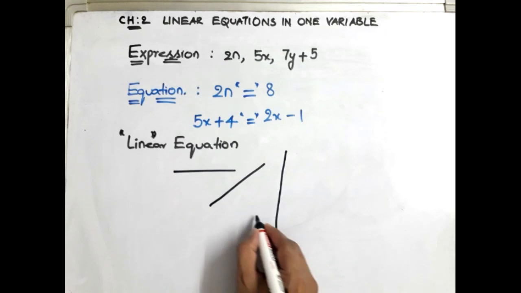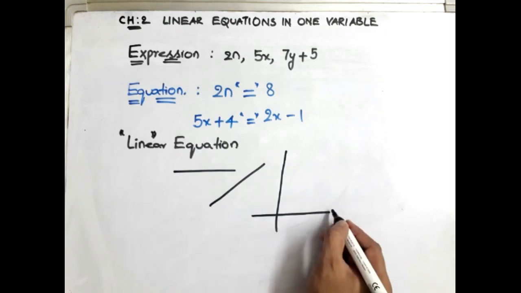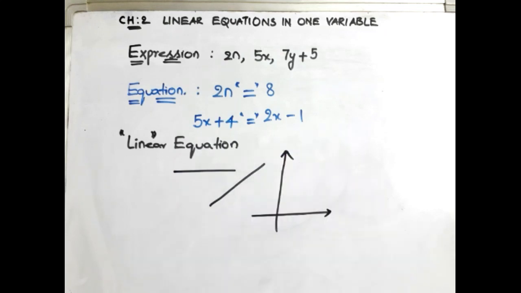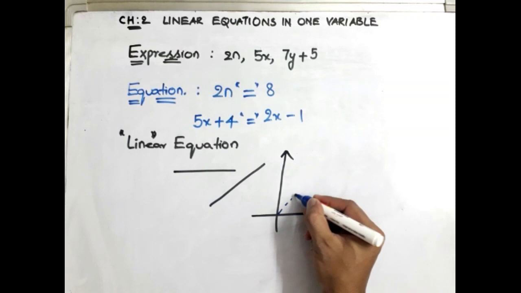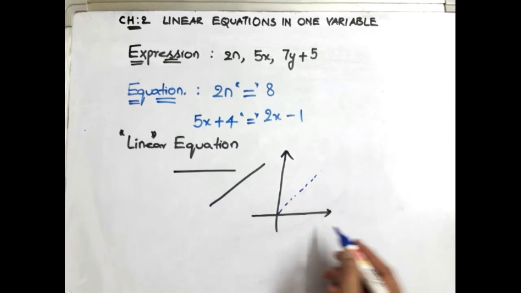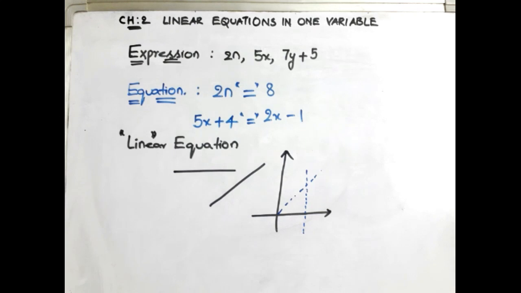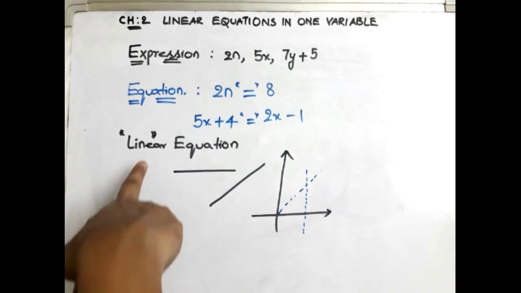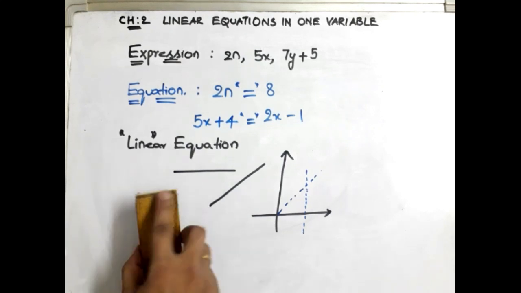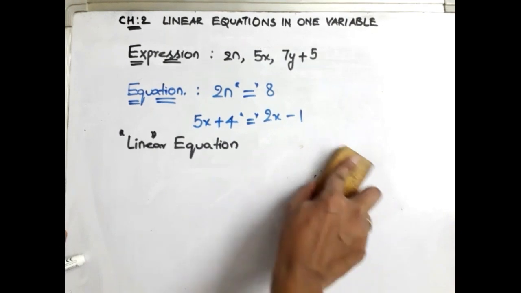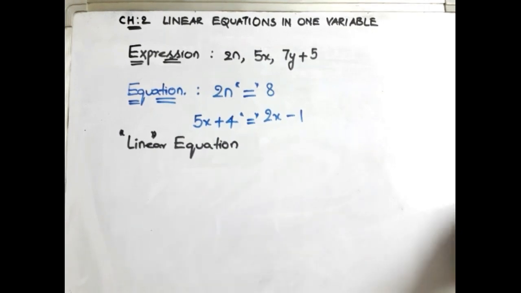For example, when we draw the x-axis and y-axis like this, and if we plan to draw the graphs for linear equations, they will come like straight lines, and even like this. Actually these were not there for you. In the next classes you will come across graphs for linear equations. So hence the name linear equation came, because the graph is going to be a line.